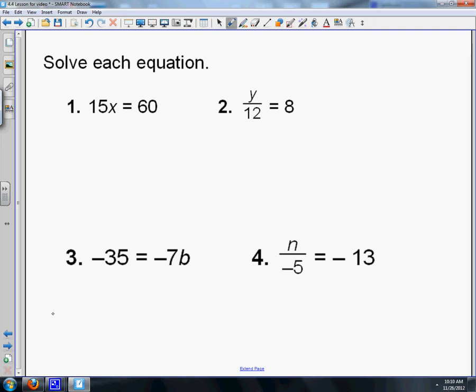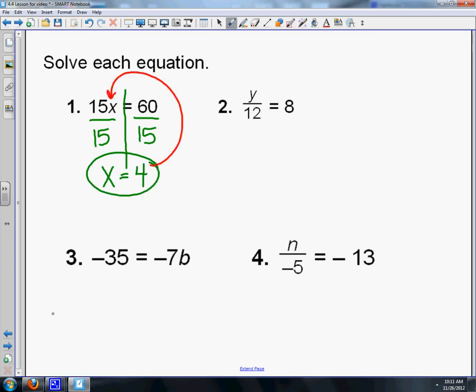All right, so this first one, I draw my line. Now that's 15 times what is 60. So what you do is you divide by 15 on both sides. So x equals 4. Now check your answer. Is 15 times 4, does that equal 60? Yes, 15 times 4 equals 60. So I know my answer is correct.